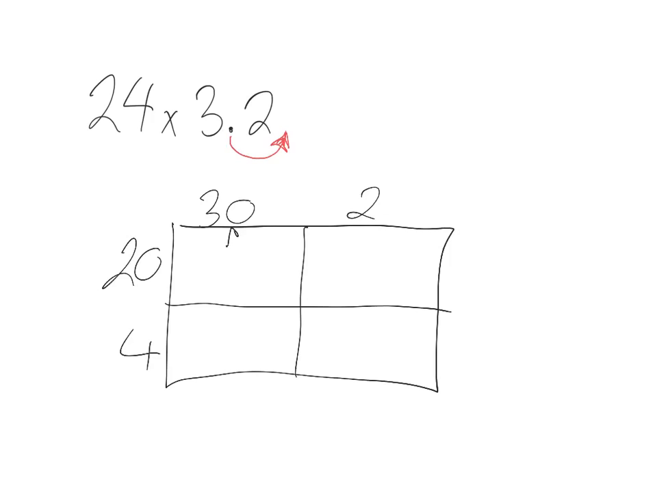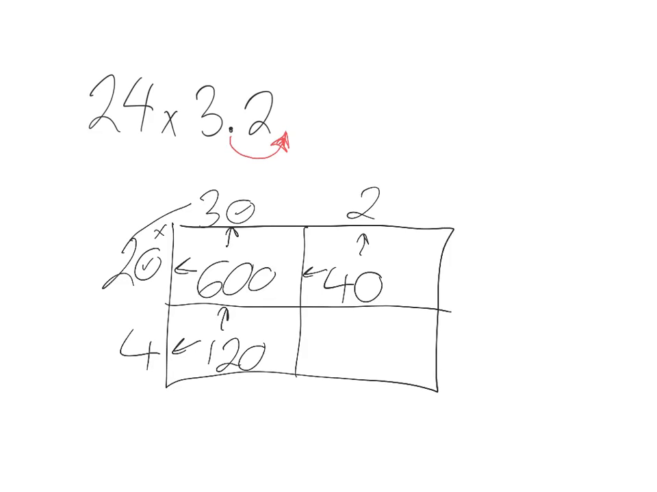I'm going to multiply the 2 times the 3, so 2 times 3, which is going to give me 6, and I count how many zeros I have. In this box, I do the same thing. I'm going to multiply the 20 by 2. So 20 times 2, well, 2 times 2 is 4 with 1 zero. Over here, I'm going to do 4 times 30. 4 times 3 is 12 with 1 zero. And finally, I'm going to do 2 times 4. 2 times 4 is 8.